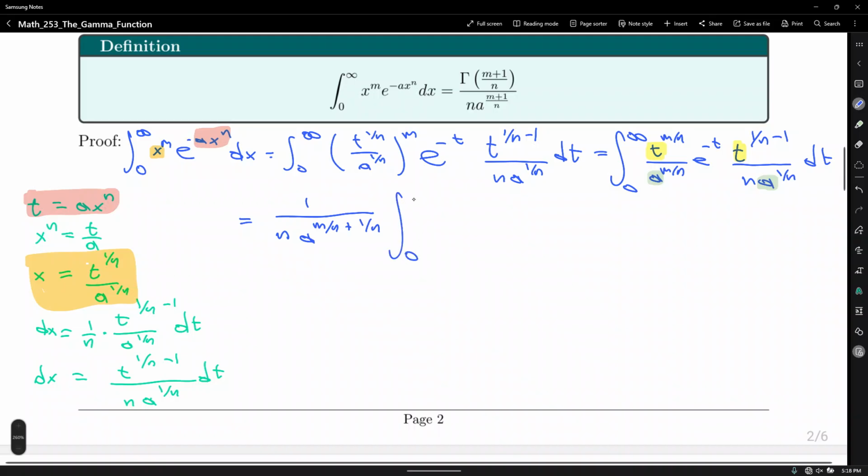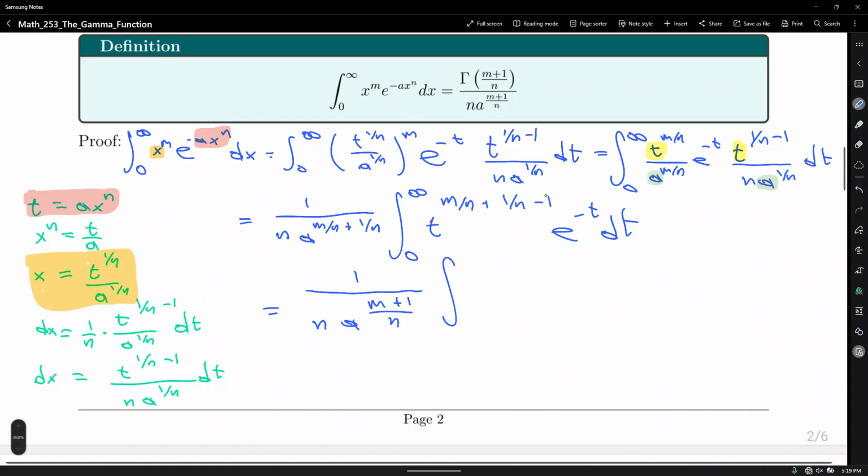And that's times the integral from 0 to infinity of, what about the t's? I'm going to combine t to the m over n, which is this power, and add it with 1 over n minus 1, times e to the negative t dt. The rest of the problem is just combining fractions together. Look at the exponent here. This is 1 over n a to the m plus 1 over n, times the integral of, combine these two together, what is this?